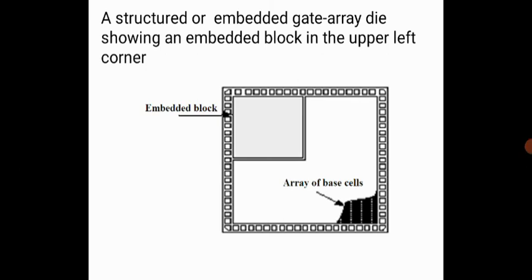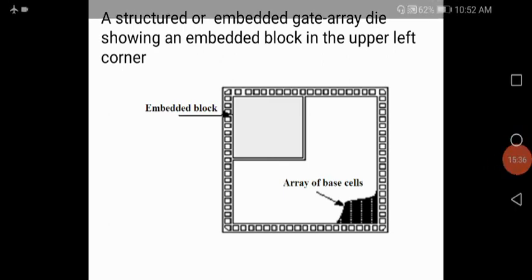This figure shows the structured gate array, a structured or embedded gate array die showing an embedded block in the upper left corner. You have to see in the upper left corner there are some embedded blocks, and also there is an array of base cells. So it is the combined structure of CBIC and MGA. That is the main advantage of the structured gate array logic.